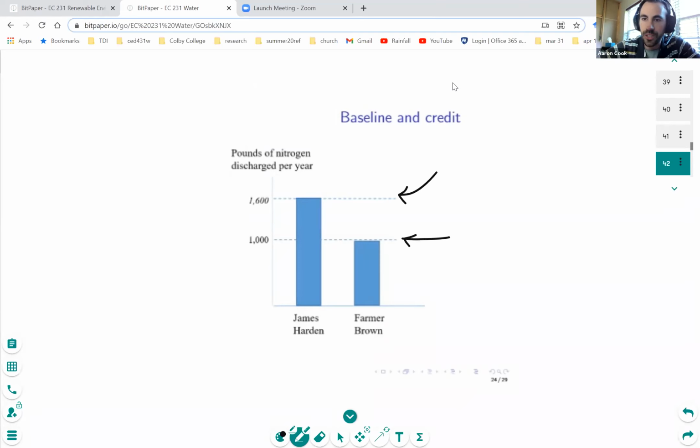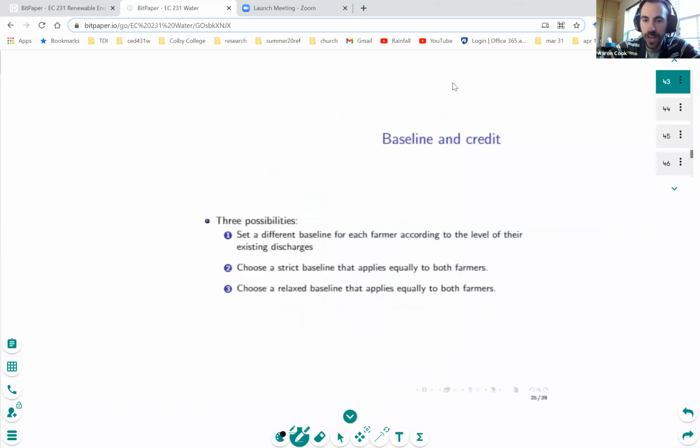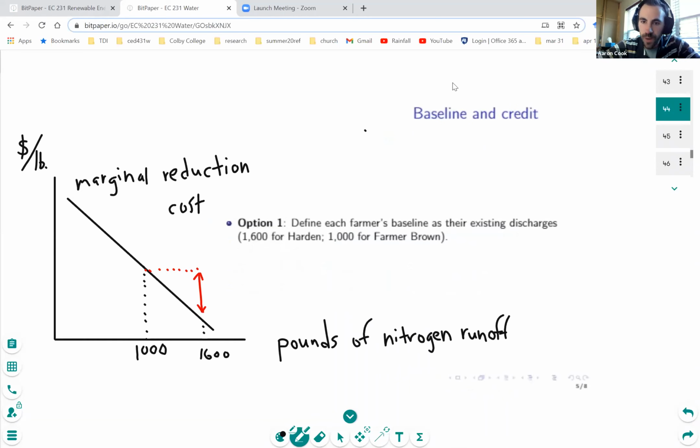Let's look at some of the difficulties and some of the peculiarities of having to choose a baseline here. So we noted how there were three options. You can set the baseline according to their existing discharges. So we define each farmer's baseline as their existing discharges. So that'll be 1,600 for James Harden, 1,000 for Farmer Brown.